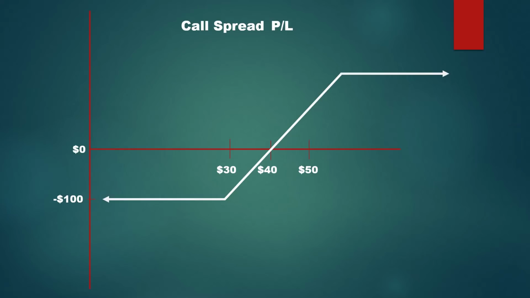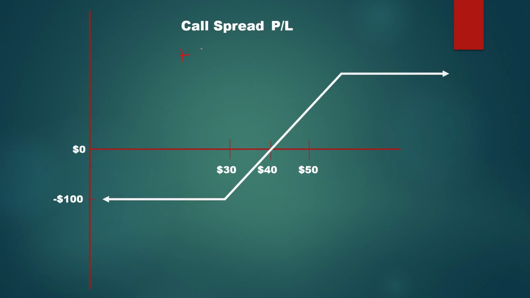A bull call spread is a bullish option strategy where you will buy a call that's typically at the money or a little bit in the money, and then you will sell or write a call that's going to be a little bit out of the money. And you can see here with a bull call spread, you actually limit the maximum you can make. And by doing so, you reduce your risk and increase your probability of profit. But we're going to go into that a little bit more here in a second. But let me show you a few things first.